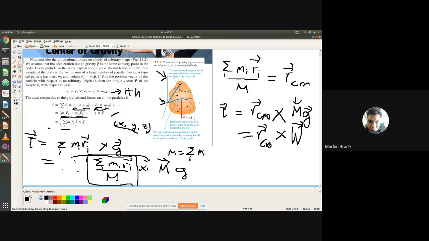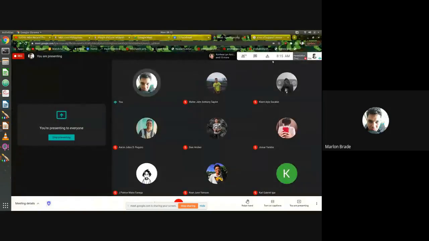Ang torque nga correspond sa weight aning mass M nga dako nag-concentrated dito sa imong center of mass. Tinood na siya kung imong gi-assume nga ang gravity G is the same at every point. Naa may question? Nakuha ninyo pasabot? Hello guys, nasabtan ninyo ni? Hello? Nagsinabot ba ta ani?